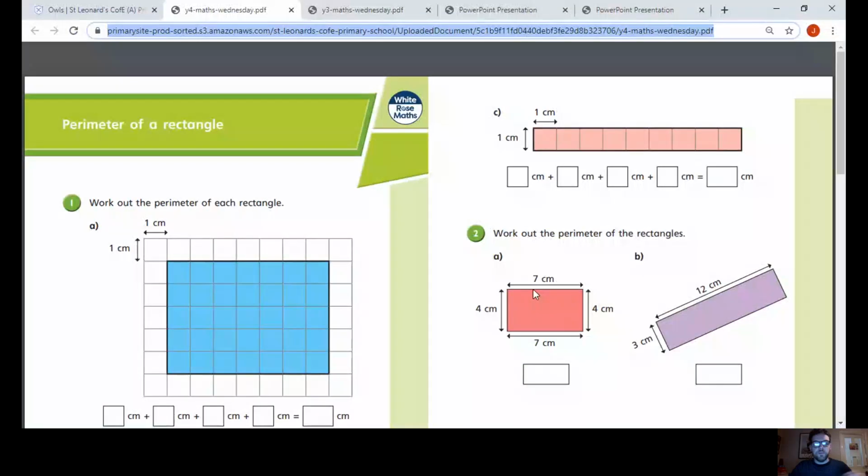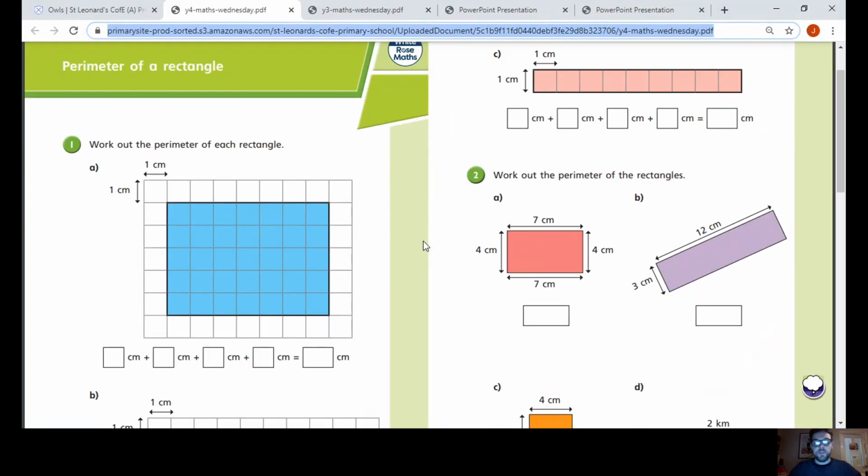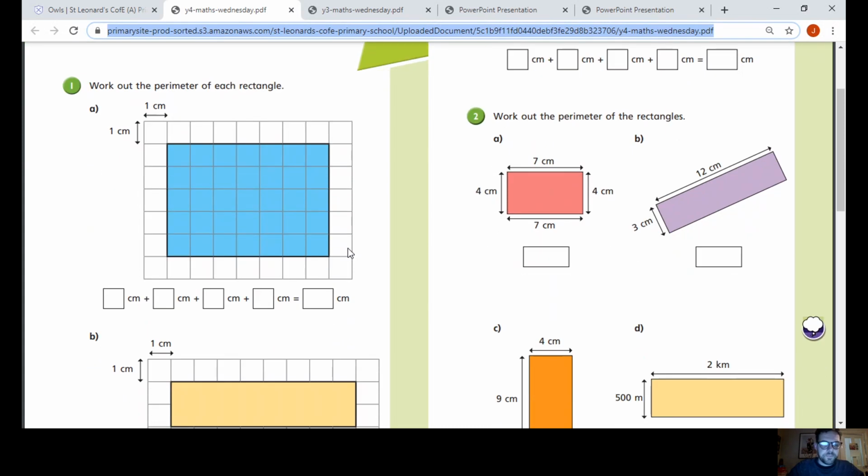Okay, year 4, we are continuing with our perimeter work. This time not all our rectangles are going to be on a grid. First one is to help you out. Again, remember what perimeter is. It is the length of each side. So if we walk around the whole shape, how far would we have gone?